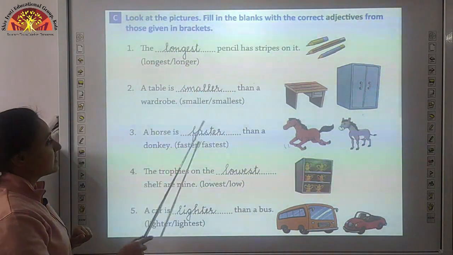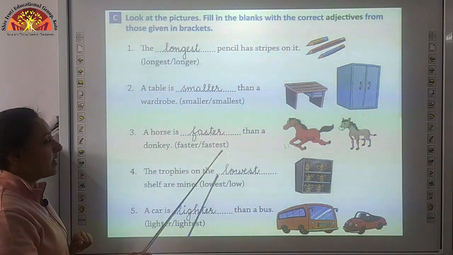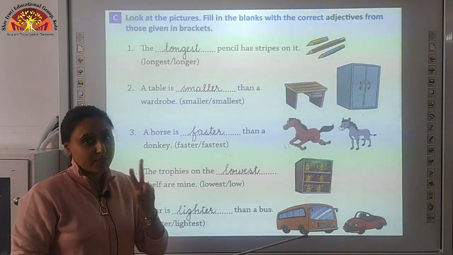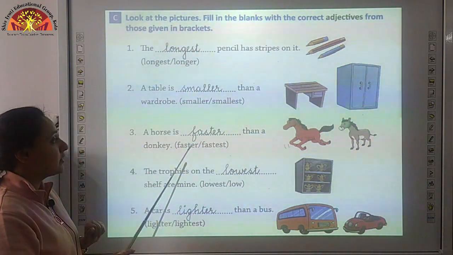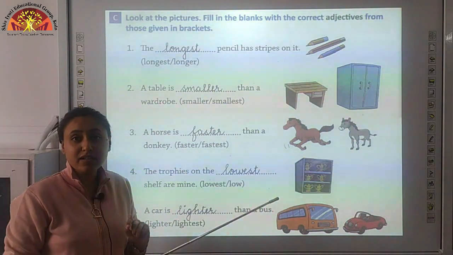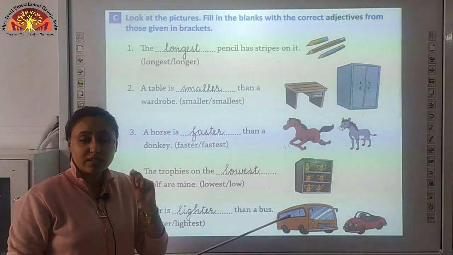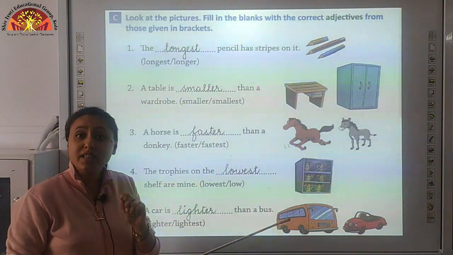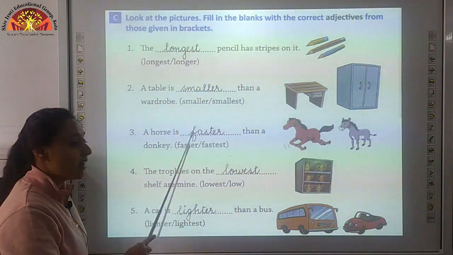Now look at number 3. A horse is dash, than a donkey. Options are faster and fastest. So here we are comparing between two animals, horse and donkey. So we will use faster over here. Okay. Because we have learned whenever we compare between two things, the adjective generally ends with er. So we will write faster.